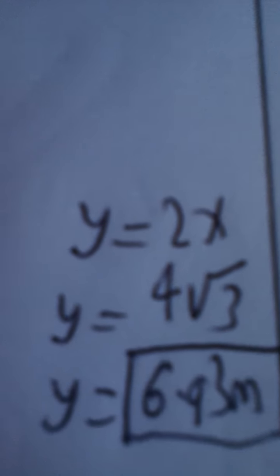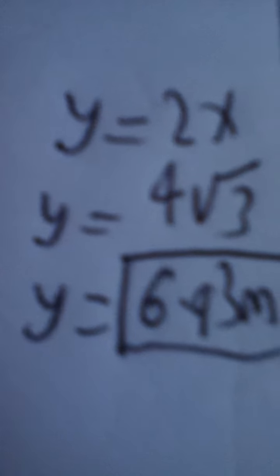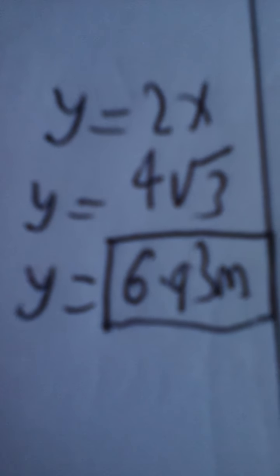And y would be 2x. So y equals 4 root 3. And you're asked for y to 2 decimal places. So y equals 6.93 meters.